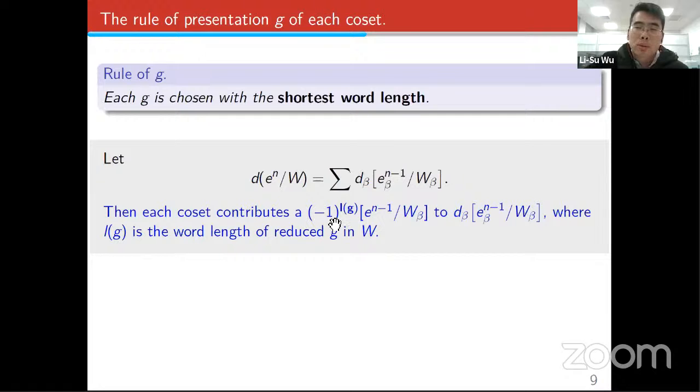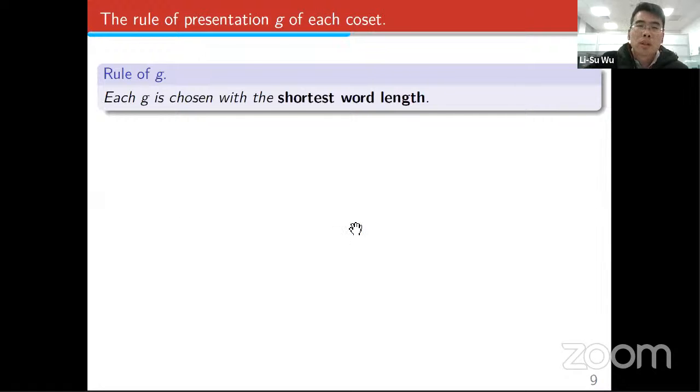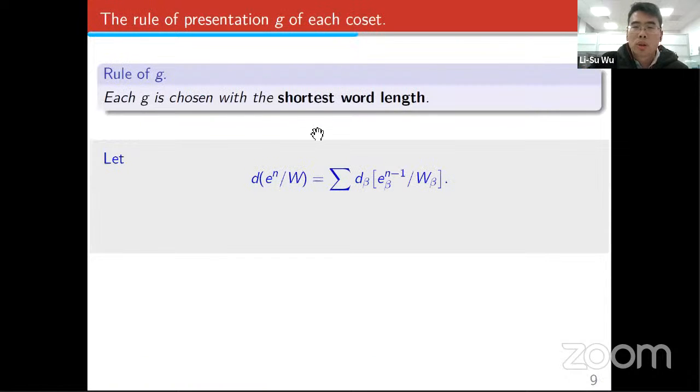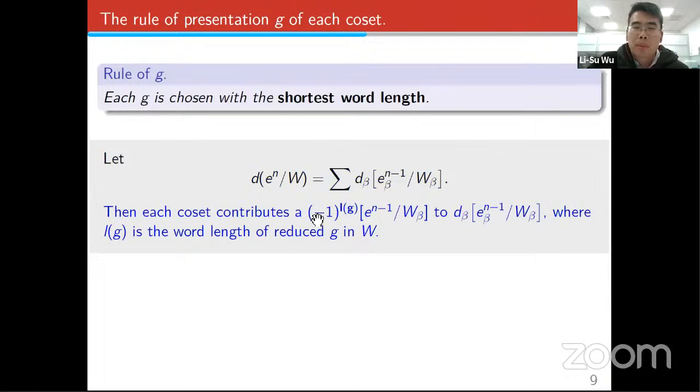Why is there the -1 here? That is because if we choose the presentation like this, and go to this g, and 1 to g, it should go through l(g) reflections, and each reflection will transfer by -1 times the orientation. So we have this (-1)^{l(g)}.